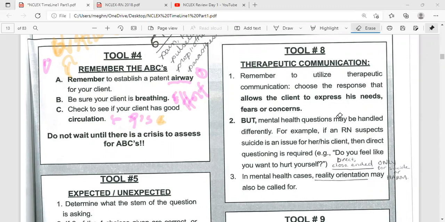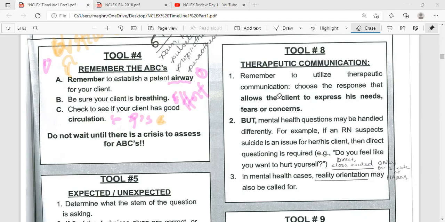And the next tool here is therapeutic communication. When you deal with the patient, you could ask leading questions to find out the patient's diagnosis. And you will talk in a way that is easy to convey the message to the patient, so that the sender and receiver would be effective. Therapeutic communication is very important, so remember to utilize therapeutic communication.